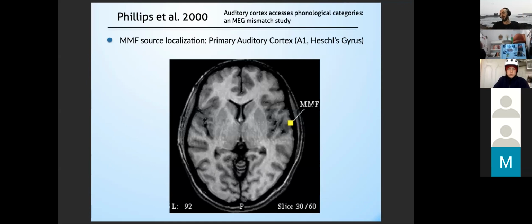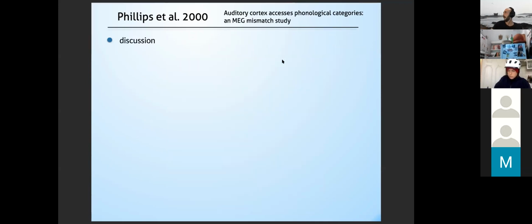Localization of the mismatch magnetic fields: primary auditory cortex. So this effect was popping up in the primary auditory cortex, not in the STG, not in the STS, not in your planum temporal, in your primary auditory cortex. Really cool. And I guess we will leave the discussion of this study to the next time, which is going to be tomorrow, I guess.